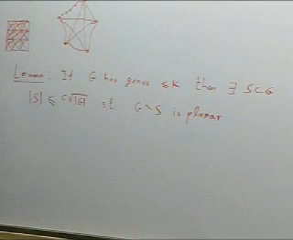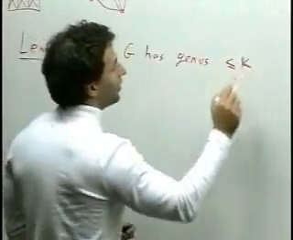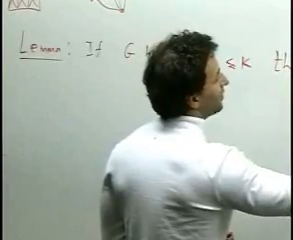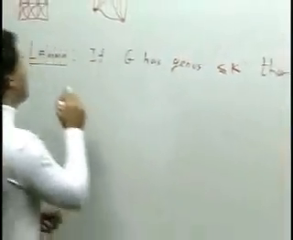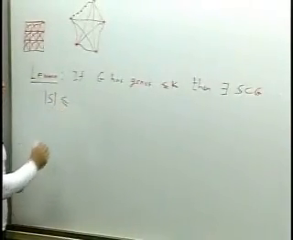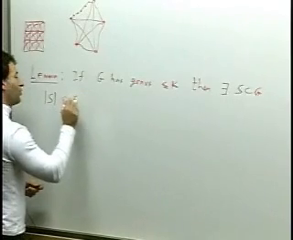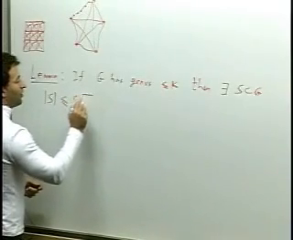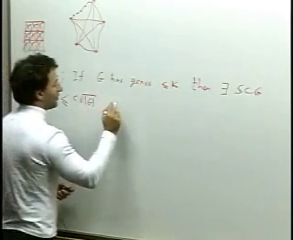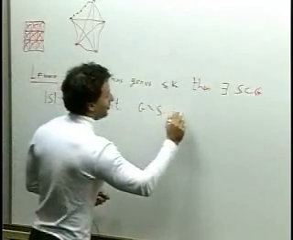If a graph G has genus at most k, then there exists a set S in the graph, the size of S is at most some constant times the square root of the size of the graph, such that if you remove this set, you get a planar graph.